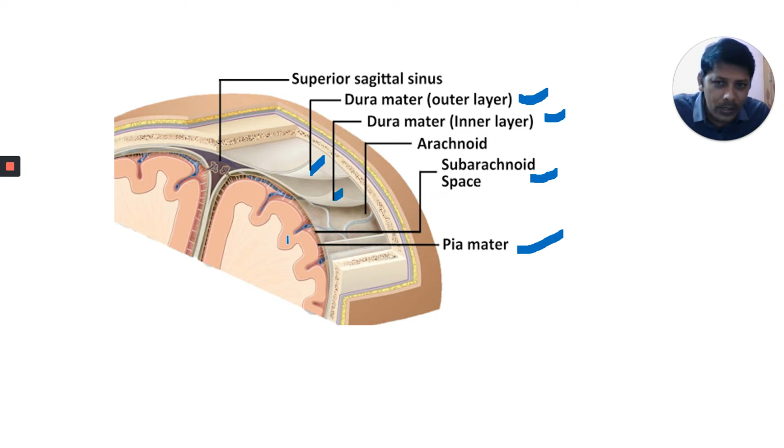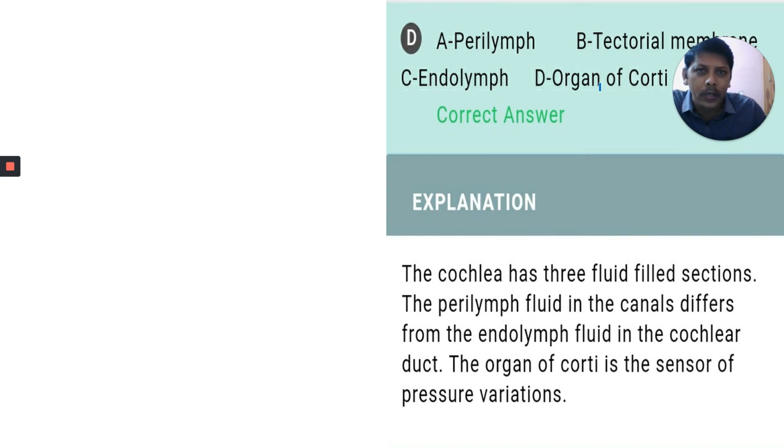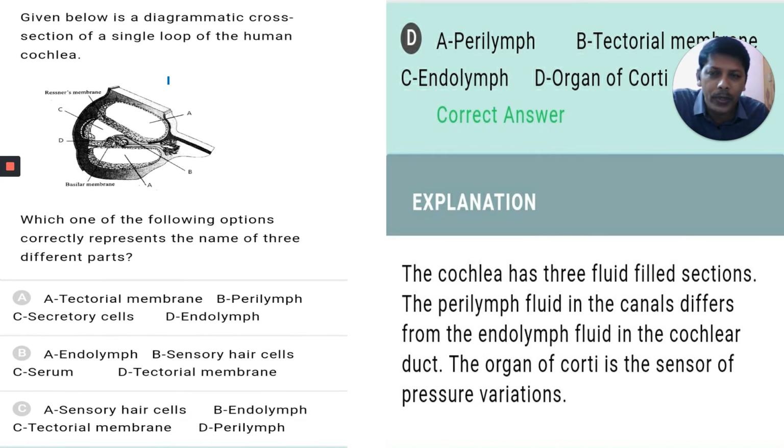It has gyri and sulci here. Okay, this is the part. This is the brain, and close to the brain, what is present is pia mater. Okay, next one. Here comes the next one, very important one.